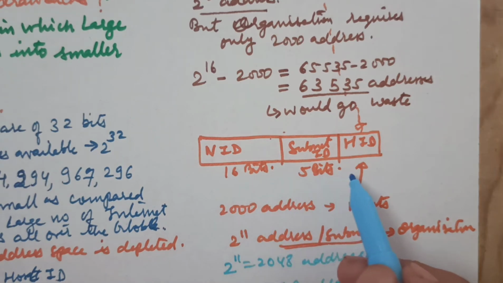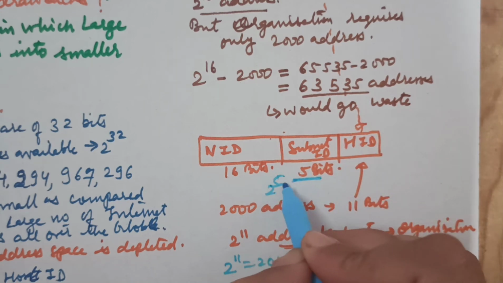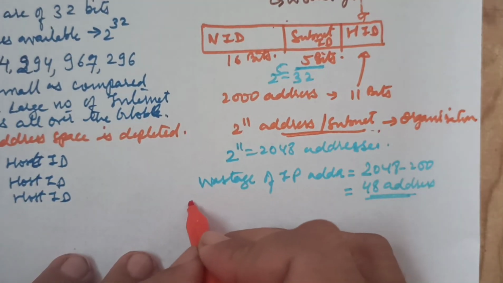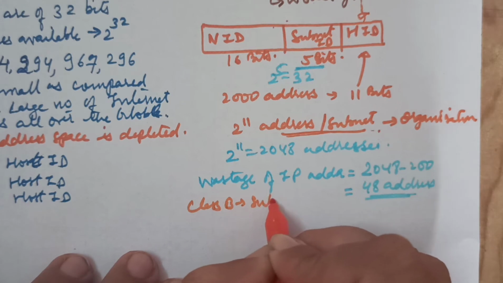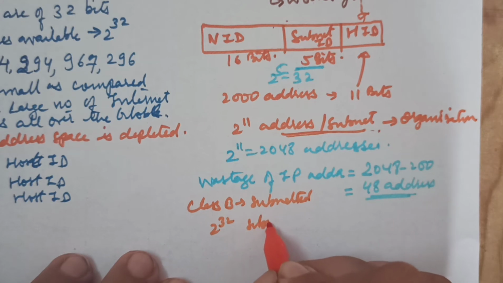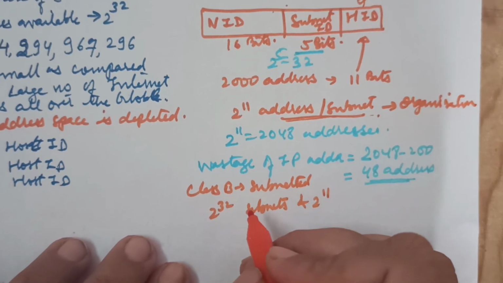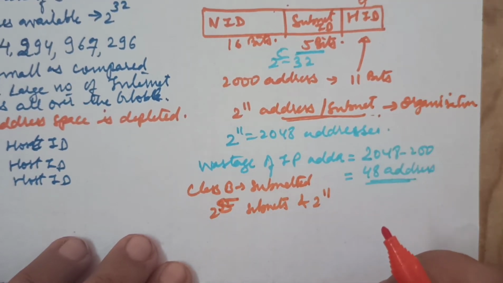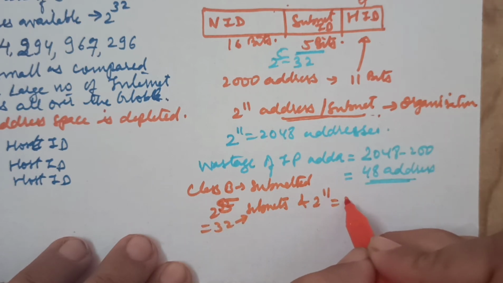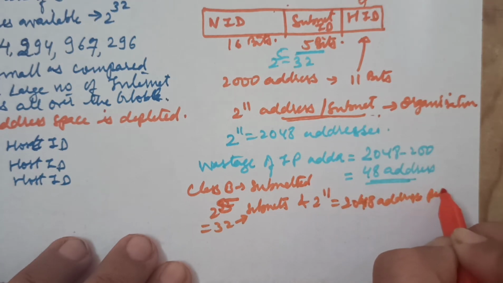Now with this kind of subnetting done here, 2 raised to 5 subnetworks are possible, that is 32 subnetworks are possible. So here when this class B IP address is subnetted, 2 raised to 5 subnetworks are possible, that is 32 subnetworks, and 2 raised to 11, that is 2048 addresses per subnetwork are possible.